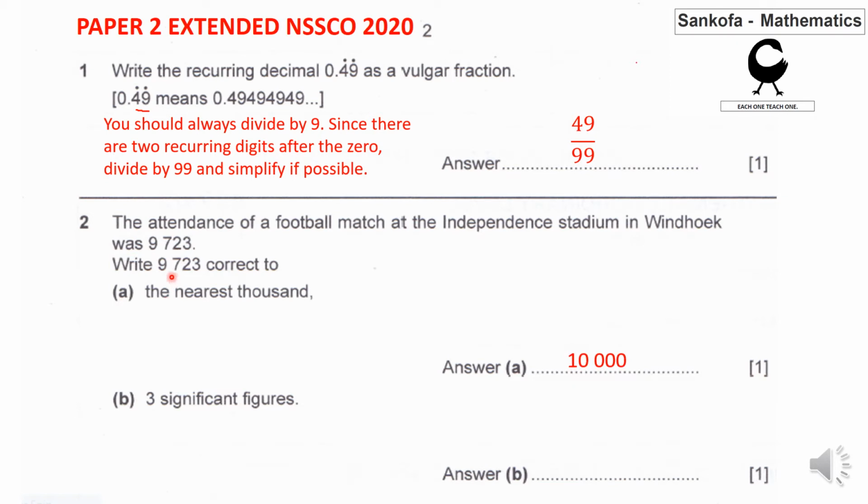Three significant figures. The first non-zero digit is 9. That 7 is the second one. The 2 is the third one. So that 3 doesn't change it. So it's 9,720.